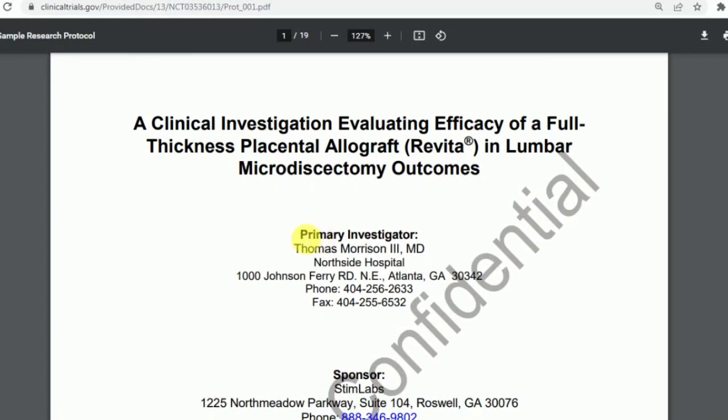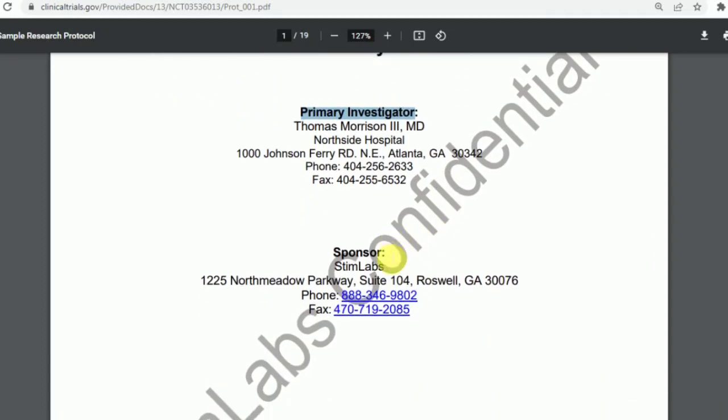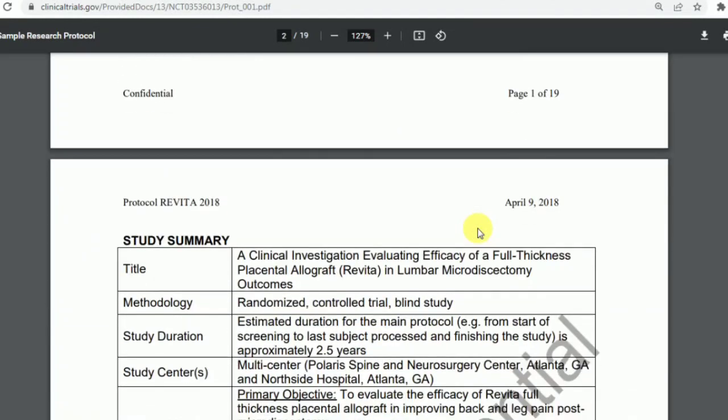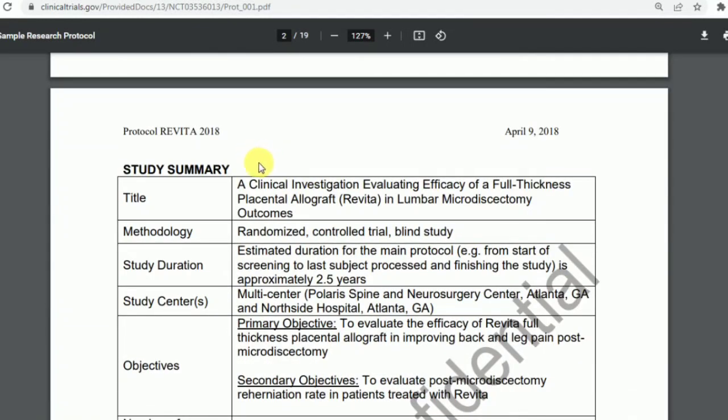Here we can see who the primary investigator or principal investigator is. Next we will get to know about the sponsor. In my previous videos I have already discussed the sponsor, so please go through those videos. In the next part we will discuss the study summary. In the protocol, what the summary is and what topics we will cover in our next episodes.